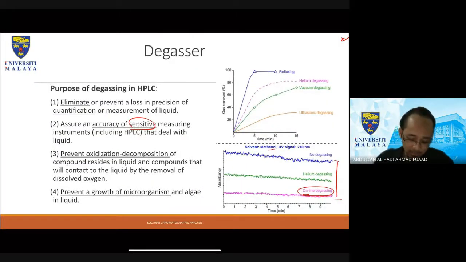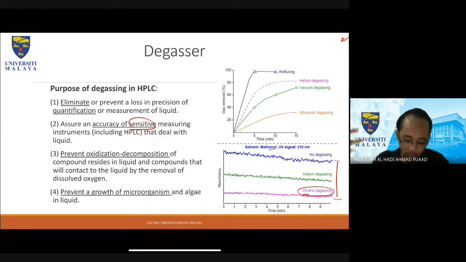Okay, and number 3, prevent oxidation decomposition of compounds. So again, this is related to when I mentioned if your samples are sensitive to oxygen. So by degassing, of course, one is by purging. So with purge, you are substituting oxygen with helium gas, and then you further degas it using a degasser system. So you definitely will prevent any oxidation from occurring.